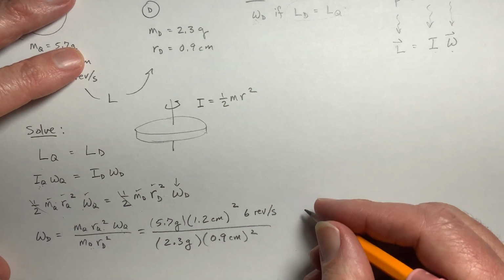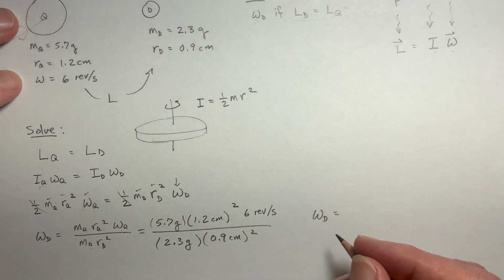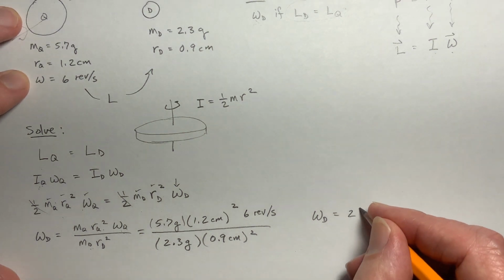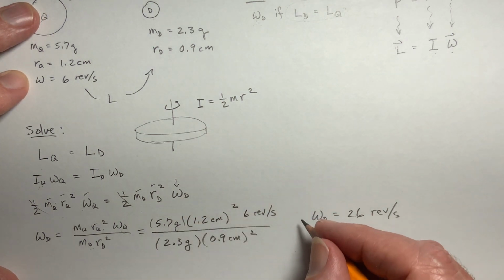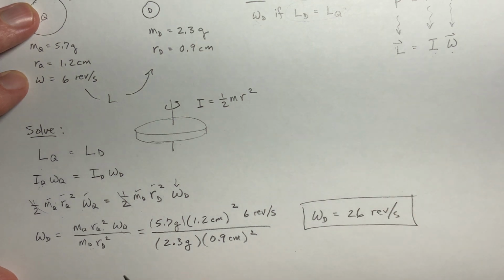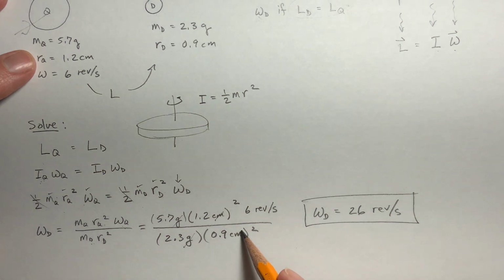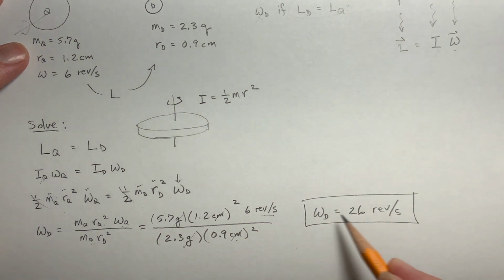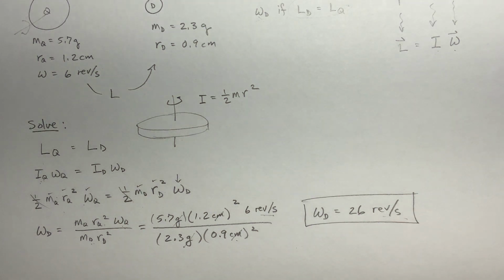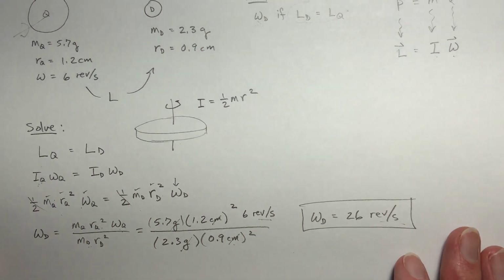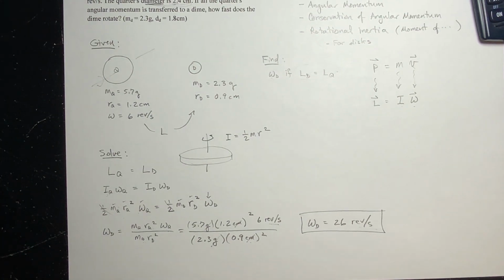And when we do that, we get our answer. This is what we were trying to find. The angular velocity of the dime would have to be, if you round it off to two significant figures, 26 revolutions per second when you plug all that into your calculator. And notice that, and I always go back, grams cancels grams, centimeter squared cancels centimeter squared. We're left with revolutions per second. That's what we wanted. And so there we go. So a pretty simple problem. But, hey, it's good to do simple problems before you do more complicated ones.